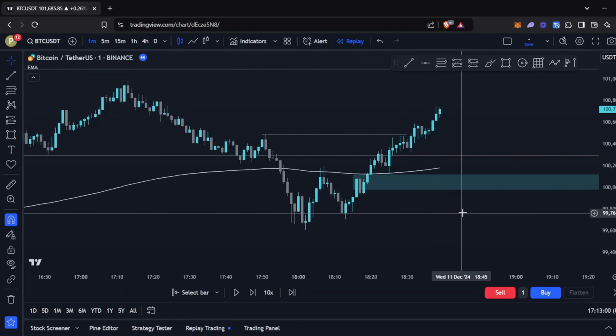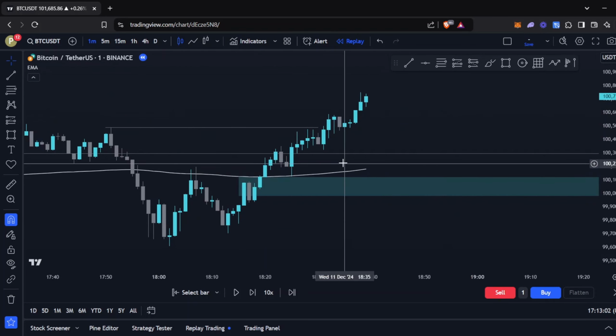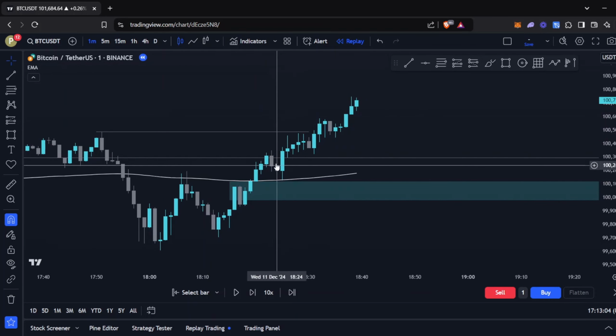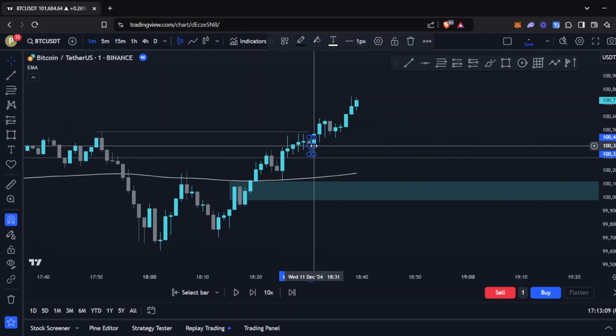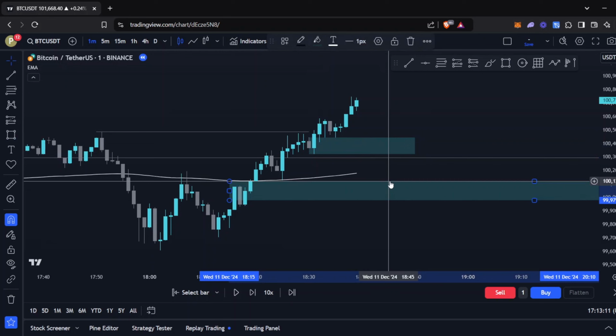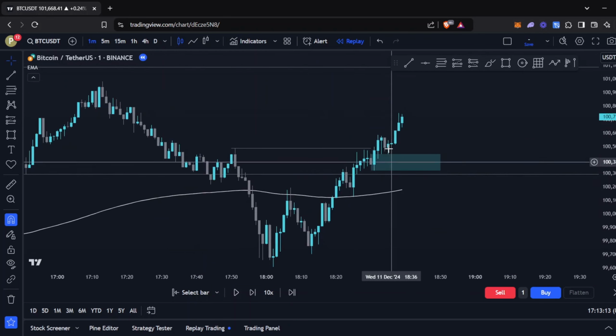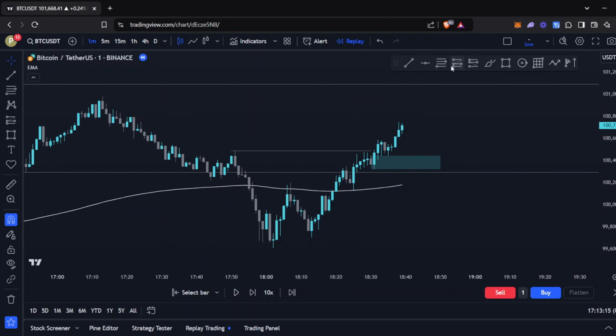So what we're going to do is drop down to the 1 minute, and now we're going to identify the order block which gave us that market structure shift. And as we can see right here, we do have this beautiful order block. We're going to remove this fair value gap. And this order block is what actually gave us that market structure shift.